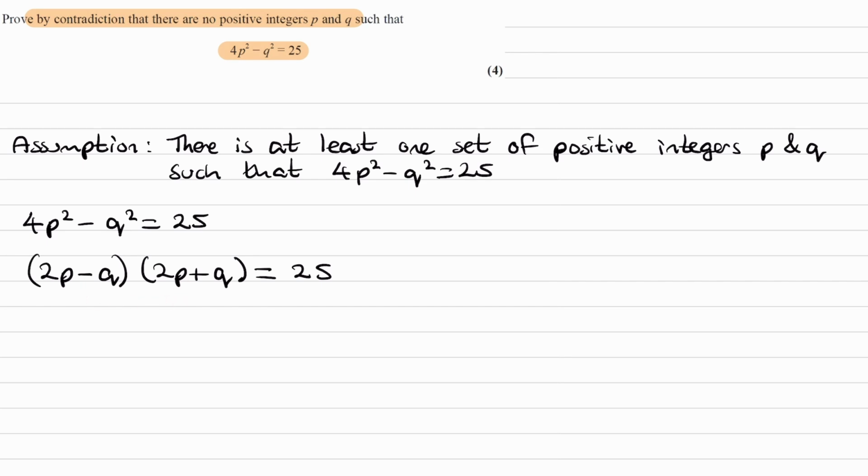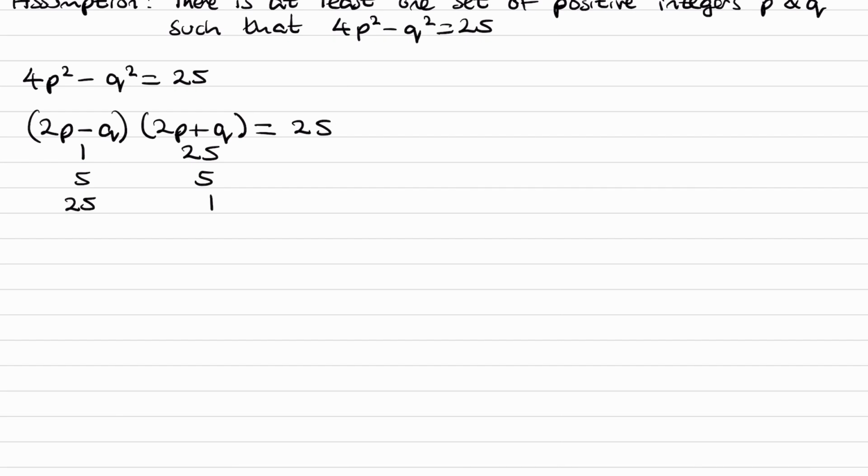So we know that p and q are integers, so if p and q are integers, that means that 2p minus q and 2p plus q would also be integers. So we have an integer times an integer is equal to 25. There's only a few ways in which we can achieve that. We can have 2p minus q being 1, 2p plus q being 25, or them both being 5, or this being 25, and this being 1.